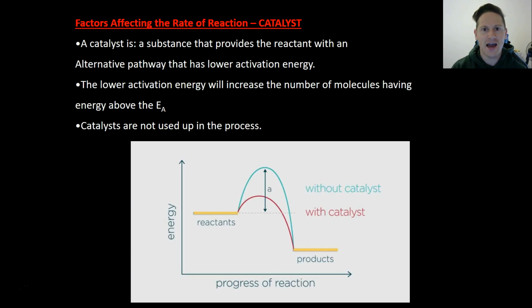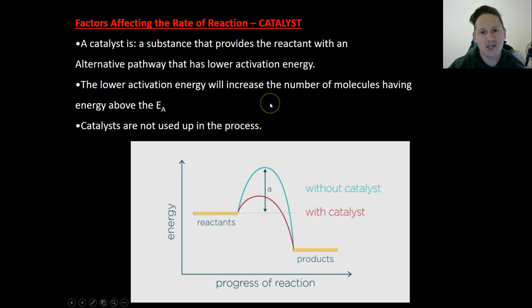The last factor is a catalyst, and this is a really important concept in chemistry and biology. So what is a catalyst, first of all? A catalyst is a substance that provides the reactant with an alternative pathway that has a lower activation energy. So this is very important. The wording is essential. An alternative pathway that has a lower activation energy. So what this does is it basically lowers the bar that's required for those productive collisions to occur.